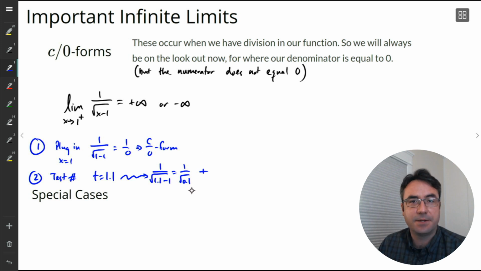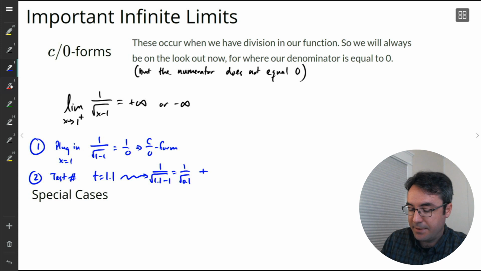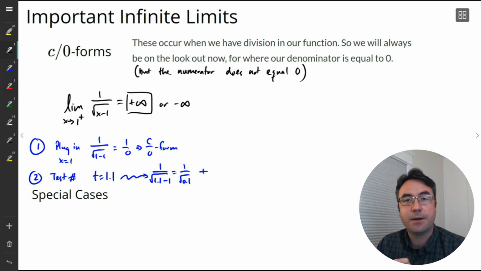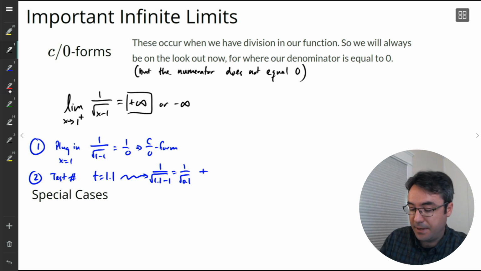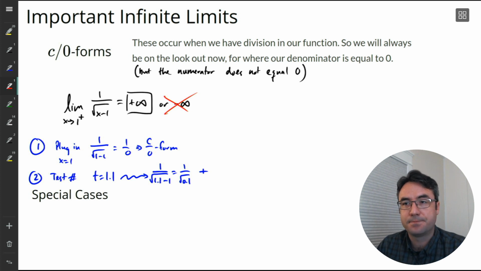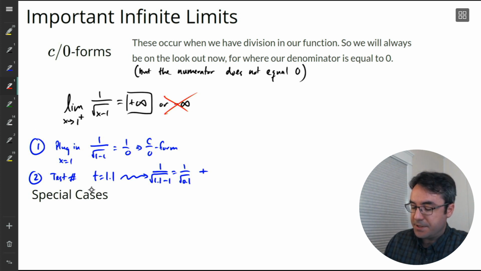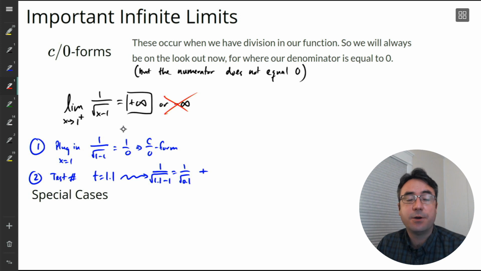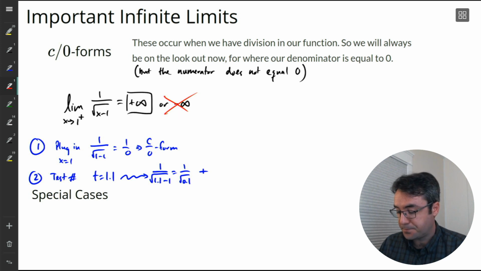Positive divided by a positive. And so that's telling us our limit here is an infinite limit, but it's equal to positive infinity. So we just throw out that other option. So this is how we calculate these C over 0 forms to see if we have an infinite limit, and specifically to see whether it's plus infinity or minus infinity.